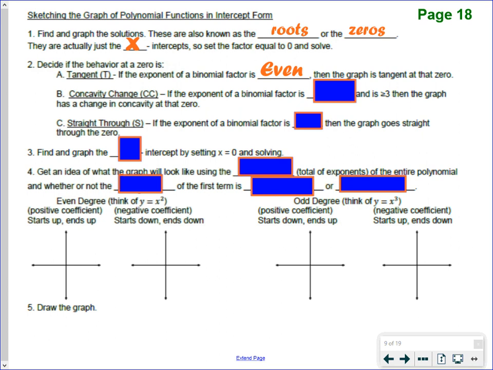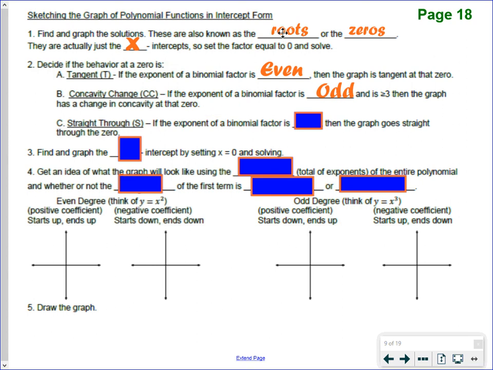If the exponent of a factor is odd and is greater than or equal to 3, so for instance 3, 5, 7, 9, and so on, the graph will have a change in concavity at that zero, and it's going to look like the y equals x cubed graph. It's going to cross it something like that. That little squiggle, we have two little concavities in the graph. It's going to look like that when crossing the x-intercept.